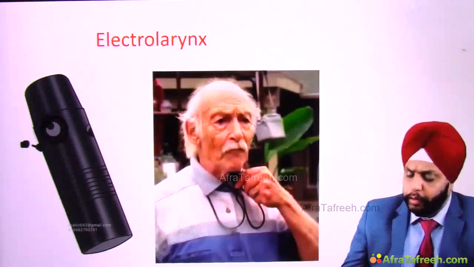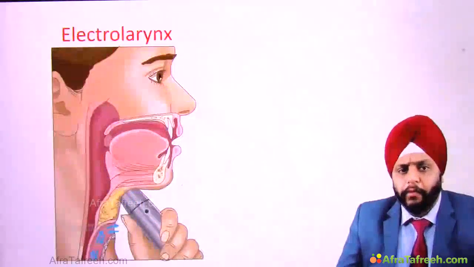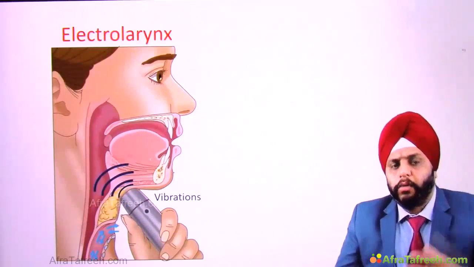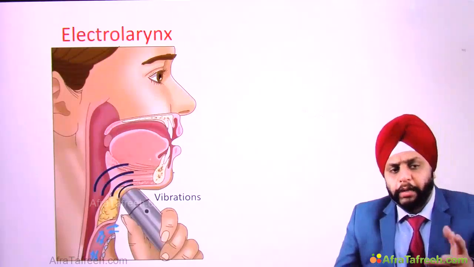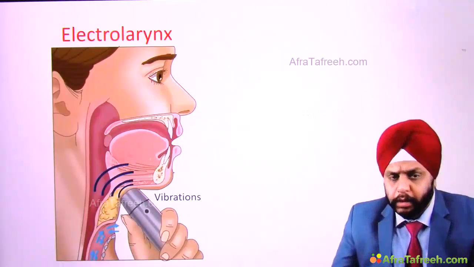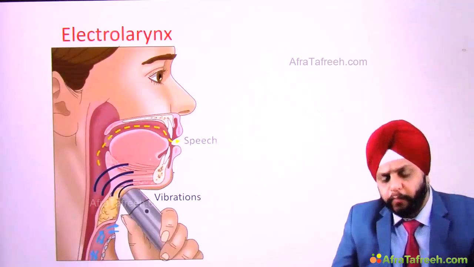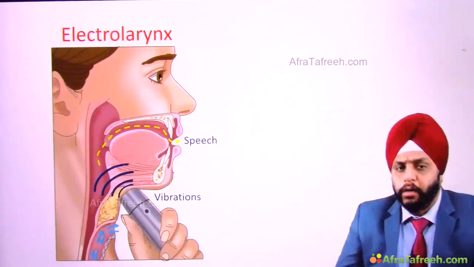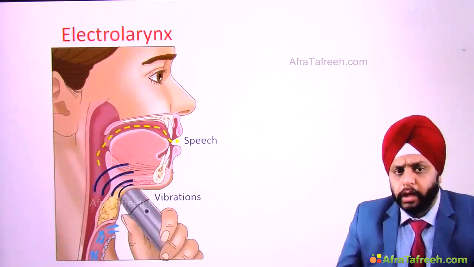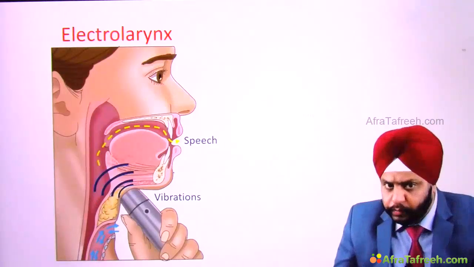Okay, so you can see over here the patient applies it at the floor of the mouth, and now this gives vibration. These vibrations go into the oropharynx, into the pharynx. From there, they vibrate the pharyngeal mucosa and a sound is created. This sound is converted into speech when the voice travels in the oropharynx, in the oral cavity, by the lips, by the tongue, by the buccal mucosa. So they convert into speech. So this is known as speech by electrolarynx.